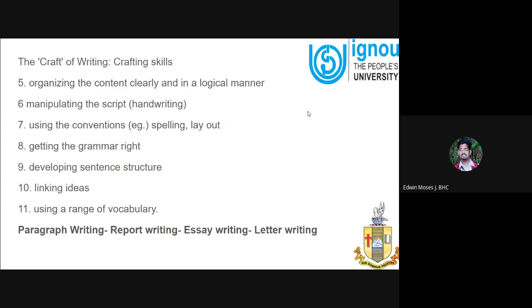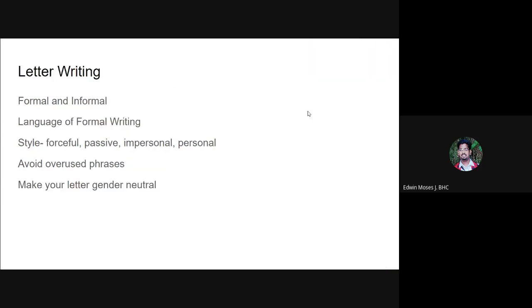So in a paragraph, you should have only one idea. You should give only one idea in a paragraph. Each paragraph should speak about only one idea. You don't try to confuse too many ideas in one paragraph. An essay is a combination of paragraphs, and each paragraph will have an idea, and that idea will connect with the other paragraphs, and it forms a good essay. There should be coherence, logical sequence in those paragraphs. So you can link those ideas and use a range of vocabulary. Paragraph writing, report writing, essay writing, letter writing will be part of your professional life.